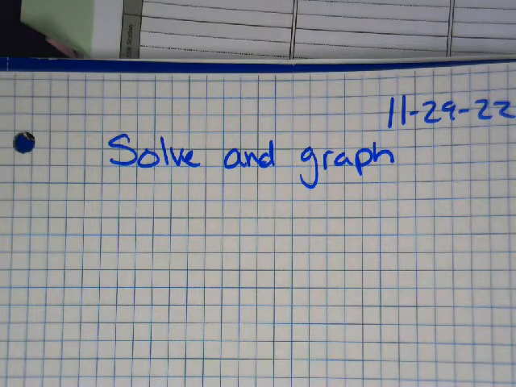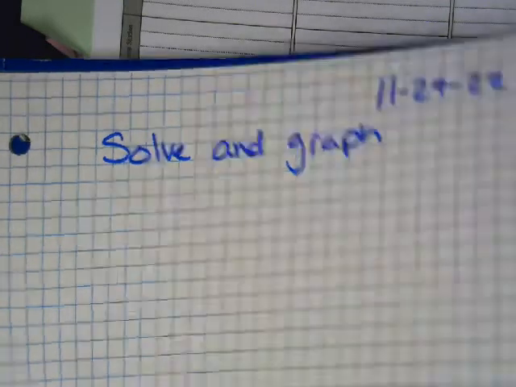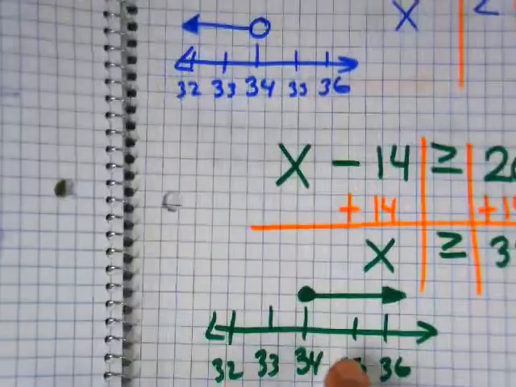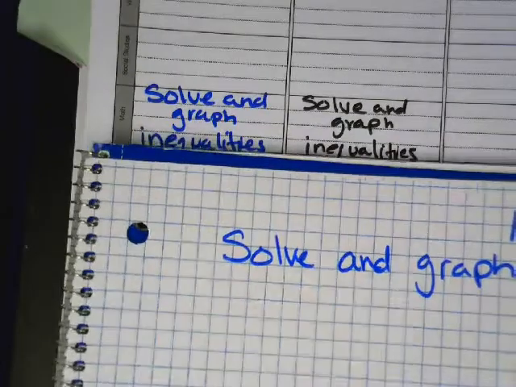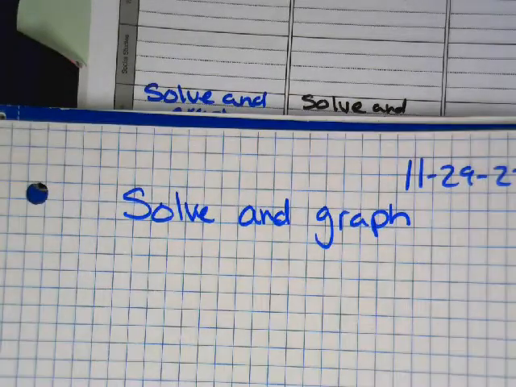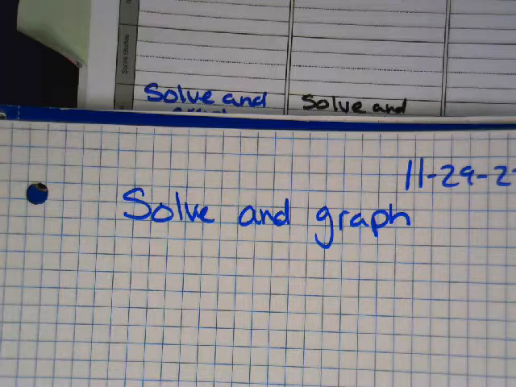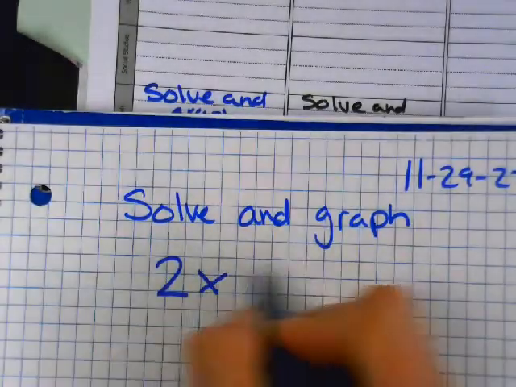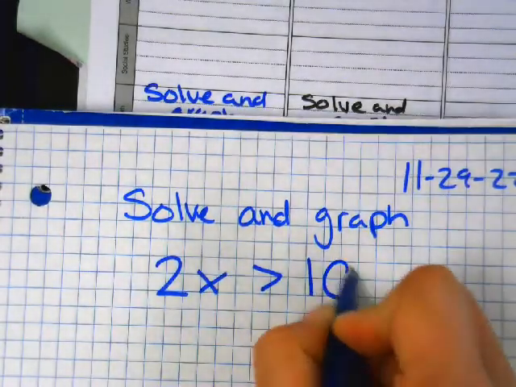Yep. So yesterday what we did was when it had a plus sign and a minus sign, right? We had a plus sign and we had a minus sign. So today it's only fair that we do the other operations. So today we are going to have problems that look like this. 2x is greater than 10.